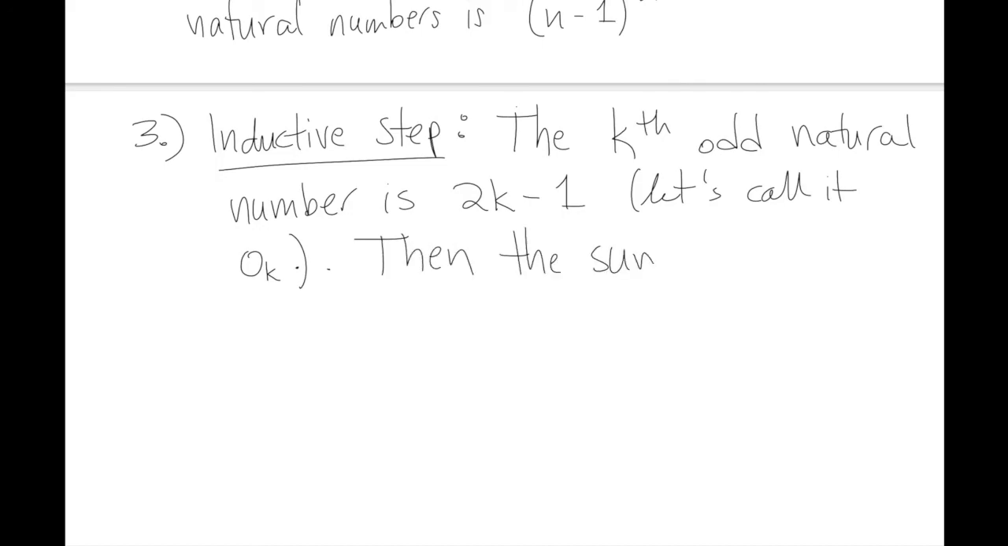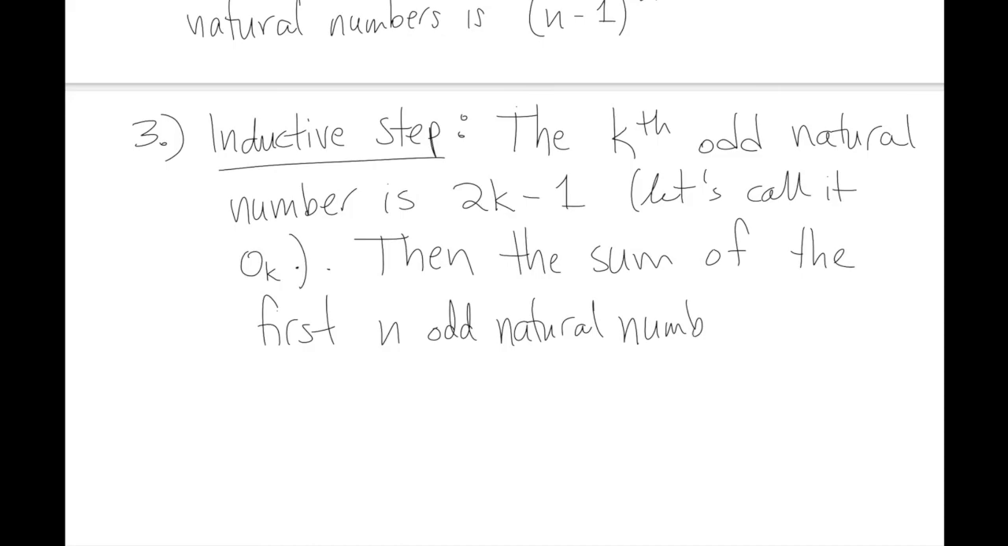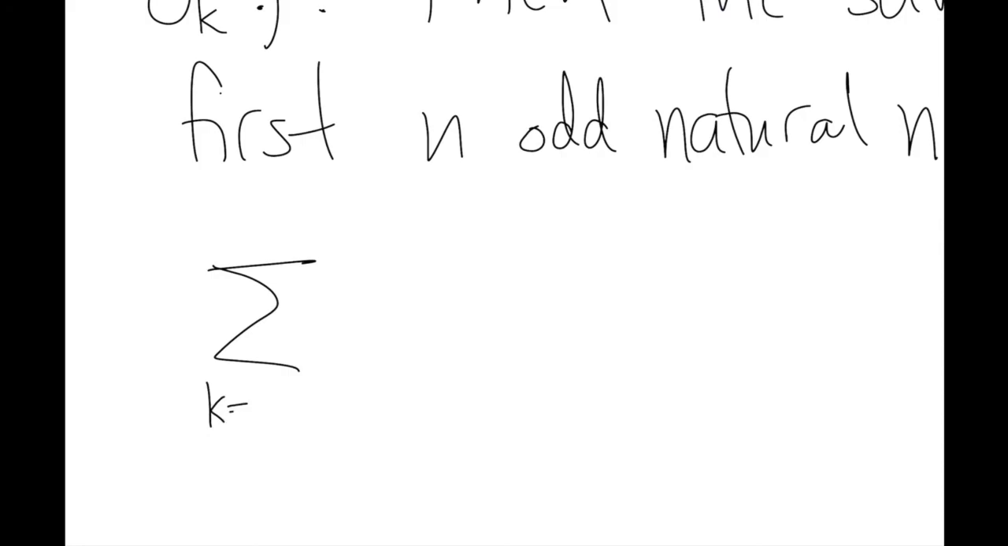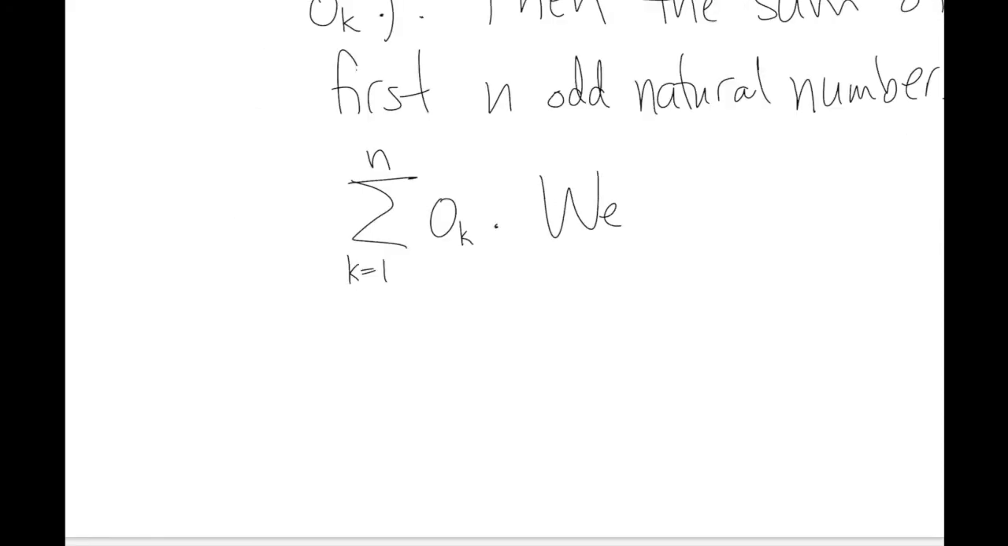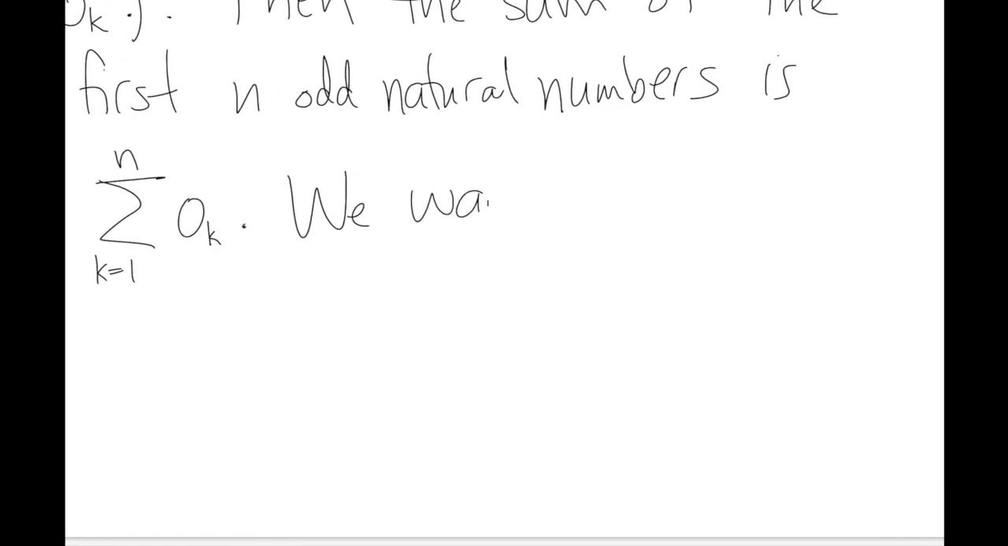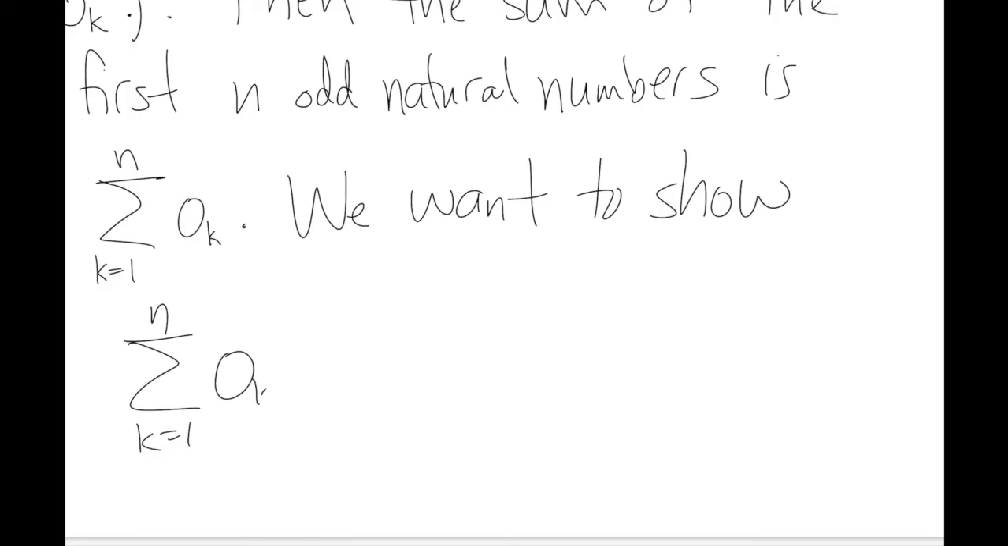Okay, well then the sum of the first n odd natural numbers is just the sum from k equal to 1 up until n of O sub k. And our goal is to show that that sum there is actually equal to n squared.